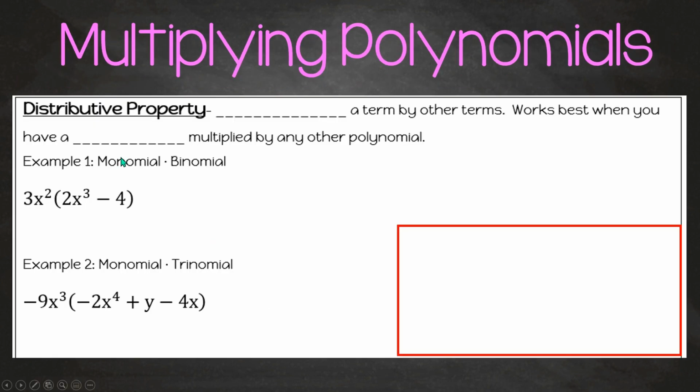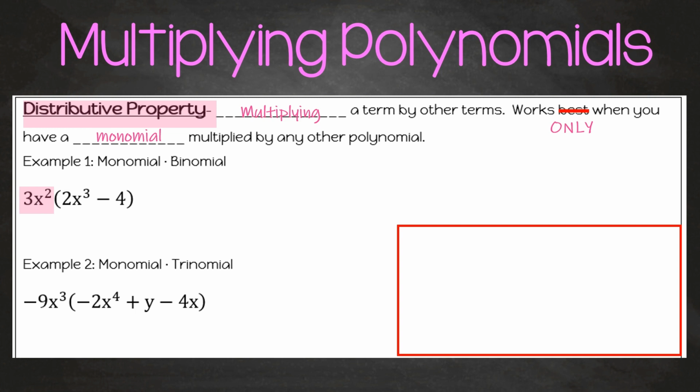All right, so when we're multiplying polynomials, it's important to remember the distributive property. When we're multiplying a term by other terms, that's when we're using the distributive property. This works really only when you have a monomial multiplied by any other polynomial, so binomial, trinomial, but we don't like to use the distributive property when we have anything more than a monomial times a binomial or a monomial times a trinomial.